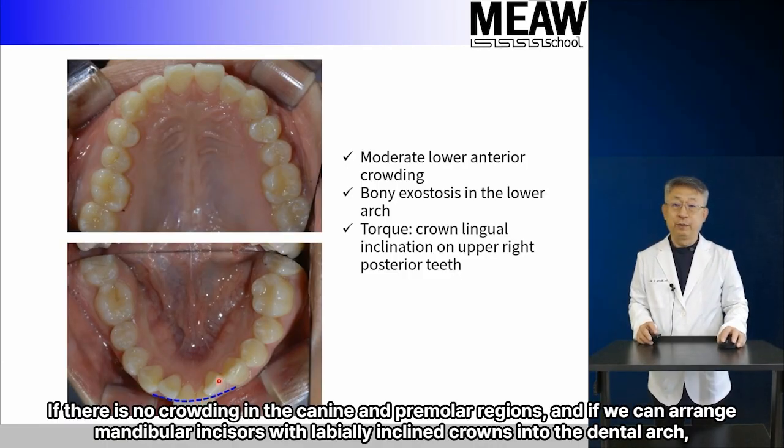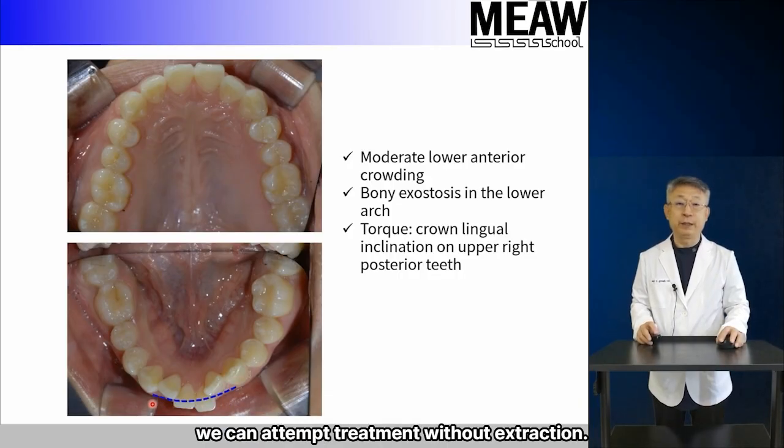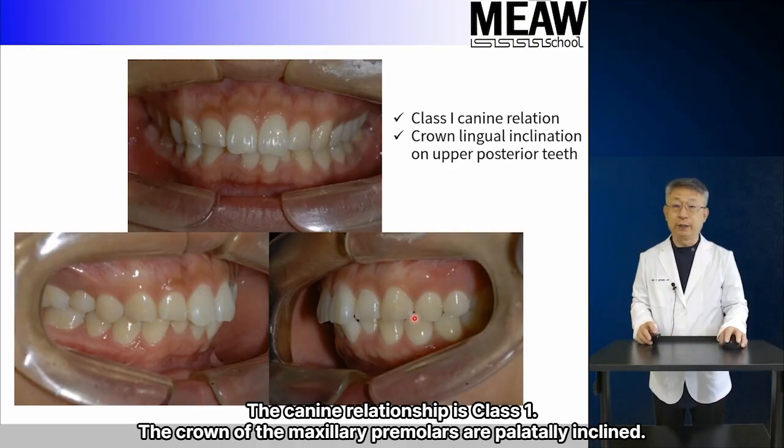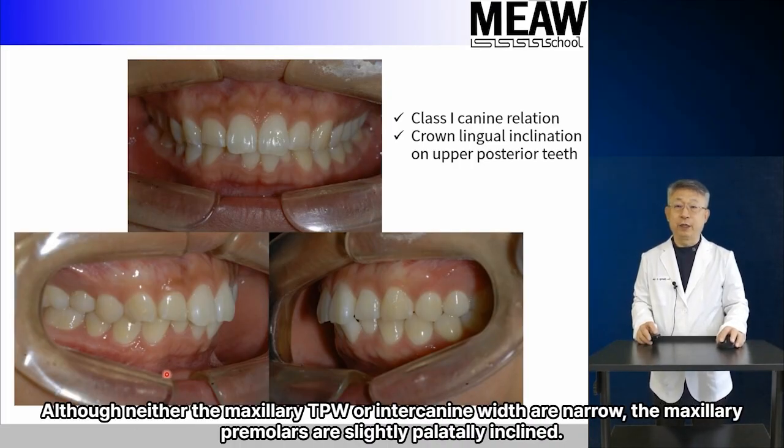If there is no crowding in the canine and premolar regions, and if we can arrange mandibular incisors with labially inclined crowns into the dental arch, we can attempt treatment without extraction. The canine relationship is class 1. The crown of the maxillary premolars are palatally inclined. Although neither the maxillary TPW or intercanine width are narrow, the maxillary premolars are slightly palatally inclined.